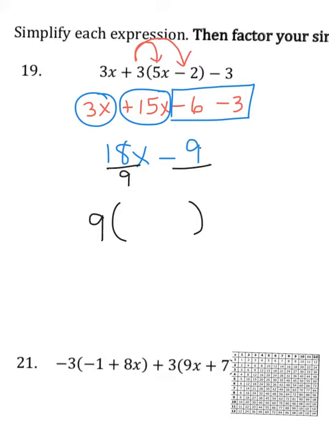Divide by 9, divide by 9. 18 divided by 9, 2x. 9 divided by 9 is a negative 1. That's it.